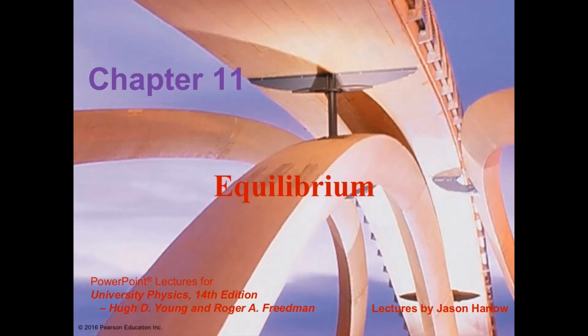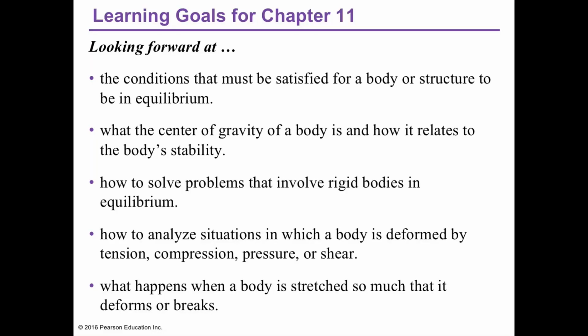Today we're going to talk about Chapter 11. So we're going to talk about a new, different aspect of equilibrium. Basically, in the previous chapters, we considered equilibrium of a point object, and in this one, we're going to talk about the equilibrium of extended bodies. So we're going to learn the condition that must be satisfied for an extended structure to be in equilibrium. We're going to learn about center of gravity. We're going to learn about how to solve problems that involve rigid bodies in equilibrium.